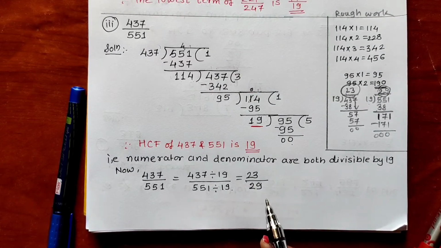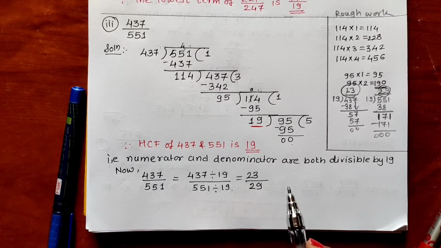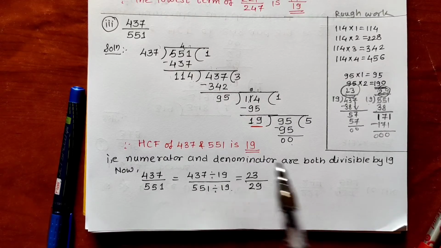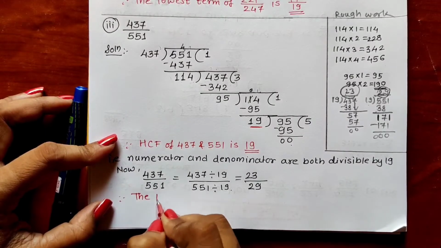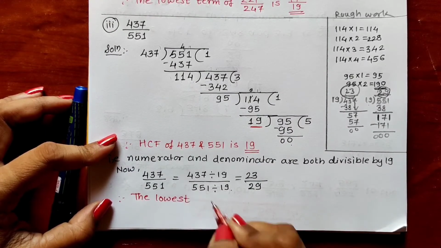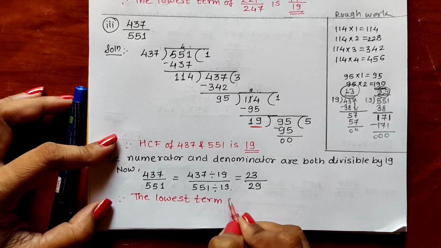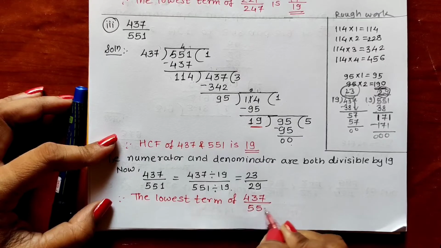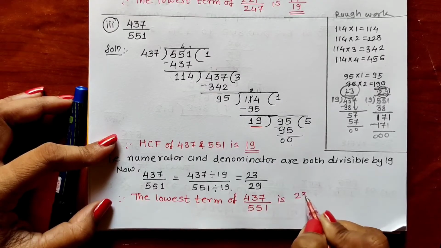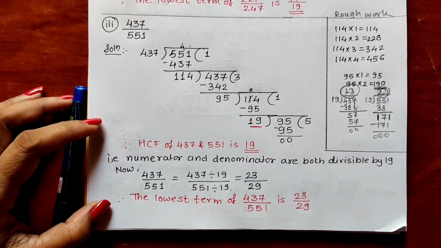So 29 and 23 are prime numbers. They don't have any common factor except 1. So they cannot be cancelled again, they cannot be divisible again, and that's why this is the lowest term of 437 and 551. So we write here, therefore the lowest term of 437 upon 551 is 23 upon 29.